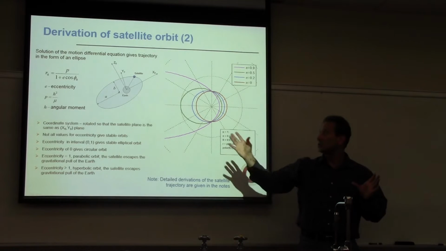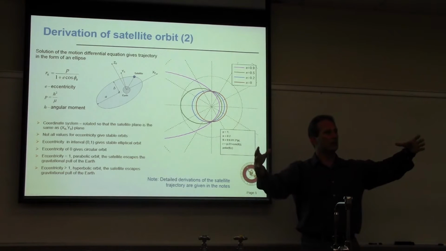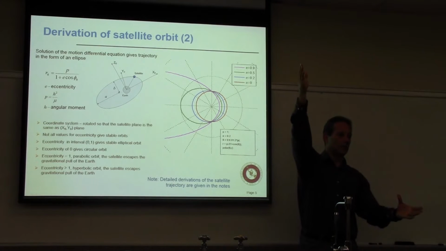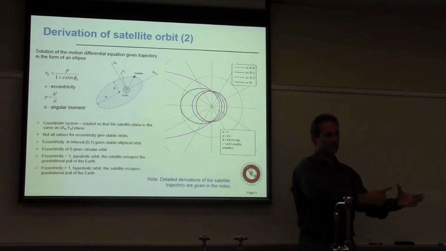Pay close attention. This is true always. The satellite does not have to be in the equatorial plane of the Earth. It can be an inclined orbit, but in that coordinate system the z-axis is tilted as well, like this, and then r and phi are in this plane that contains the ellipse that the satellite is moving in.